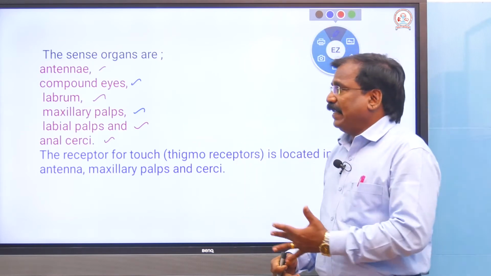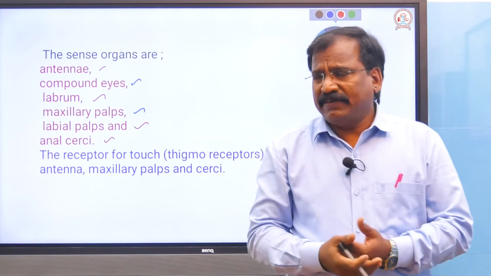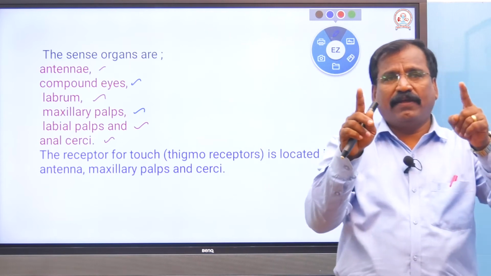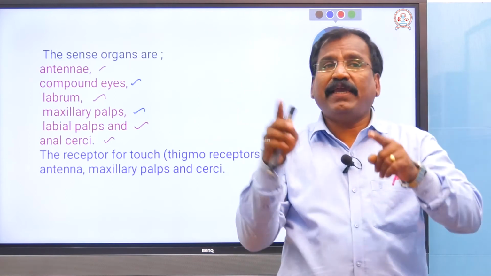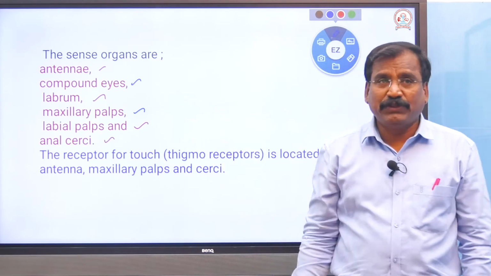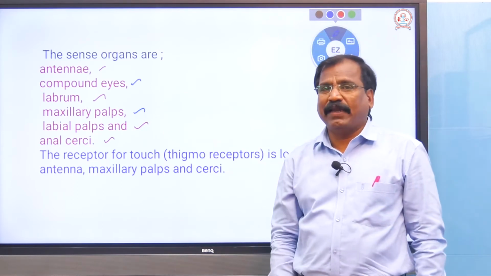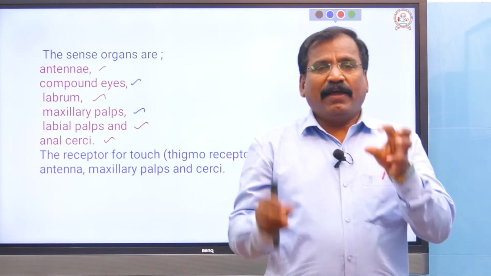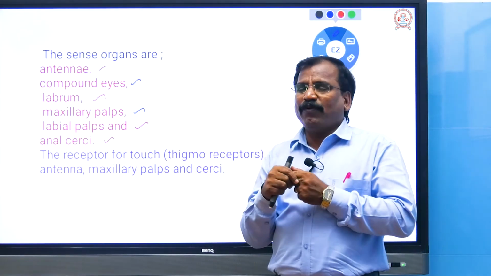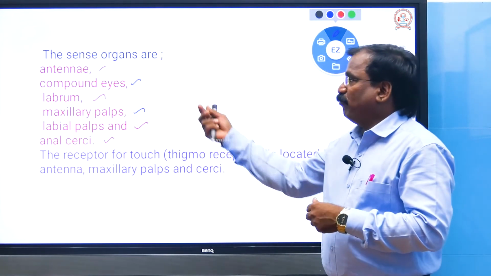You know the basic functions of the antenna, already discussed. The antenna senses any change in the atmosphere. Compound eyes are meant for vision. Why are they called compound eyes? Already discussed: each eye of the pair is made up of many small units, which we will discuss in detail in the next slide.